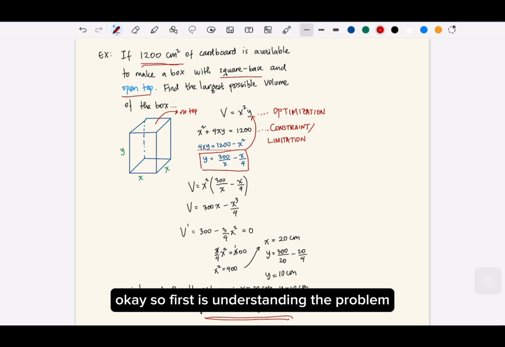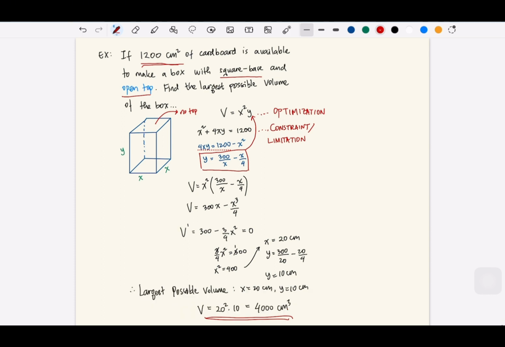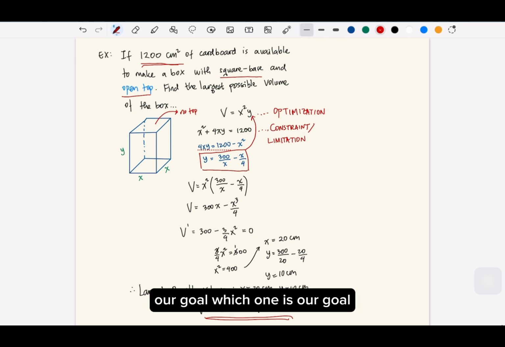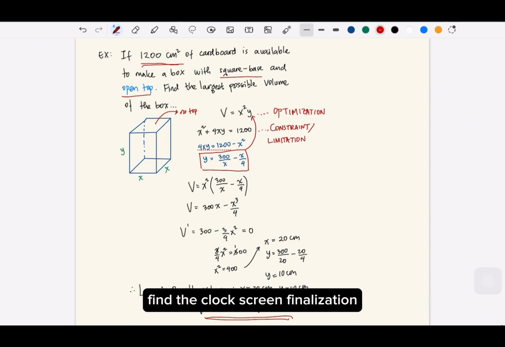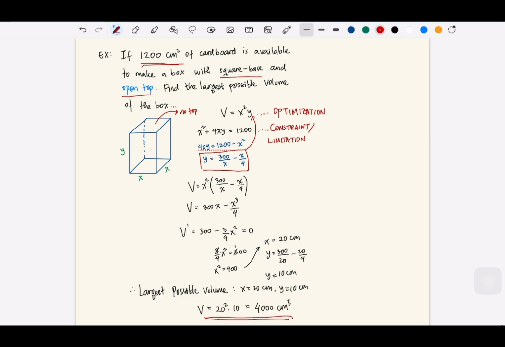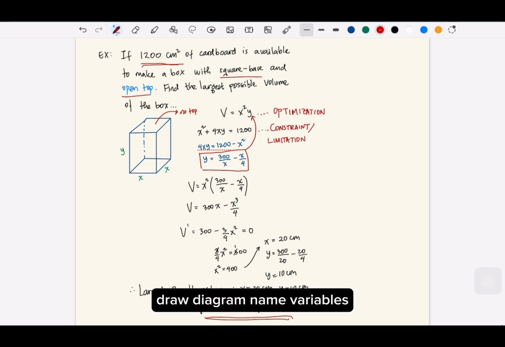Okay, so first is understanding the problem, highlighting which one is our goal. Take the diagram, name the variable, find the relation, find the constraint, find the optimization, derive one time, equal to 0, find the critical number, and that's it. And most of the questions are just like that. Draw diagram, name variable, first derivative equal to 0, and then you get the value.